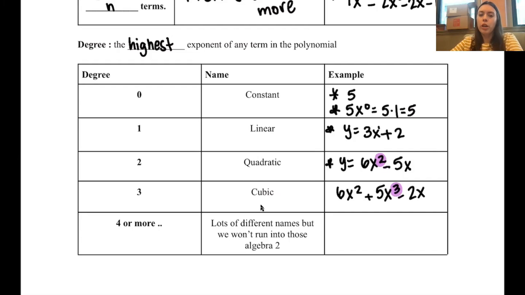And then 4 or more, there's lots of different names for these, but we're just not going to run into those until Algebra 2, so I'm not going to tell you the names for right now. But an example of a polynomial with a degree higher than 4 would be like x to the 4th power plus 2x. Technically, it's called a quartic, but again, we don't really ever refer to it as a quartic, so we don't care that much.